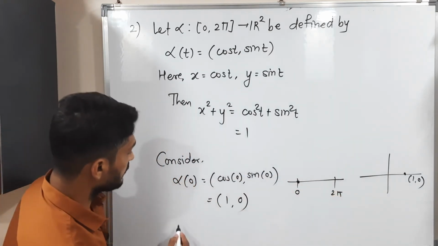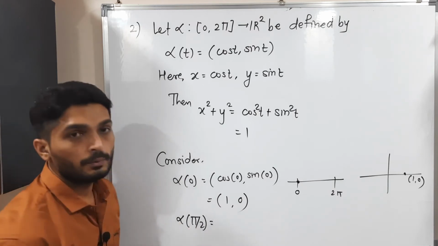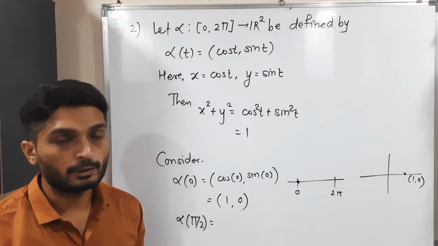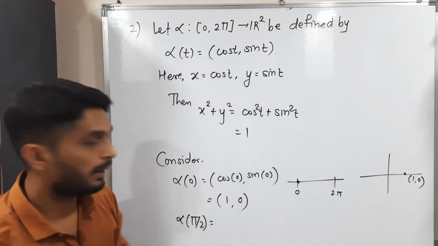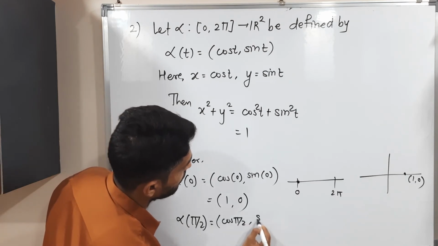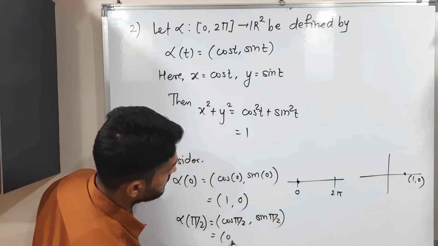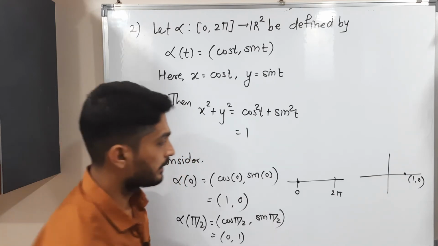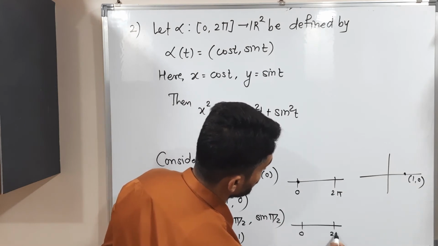Let us go further. I am taking t equal to pi by 2. That means alpha of pi by 2. So let us find alpha of pi by 2. Here I have to put t equal to pi by 2. So therefore, cos pi by 2 comma sin pi by 2. Cos pi by 2 is 0, sin pi by 2 is 1.